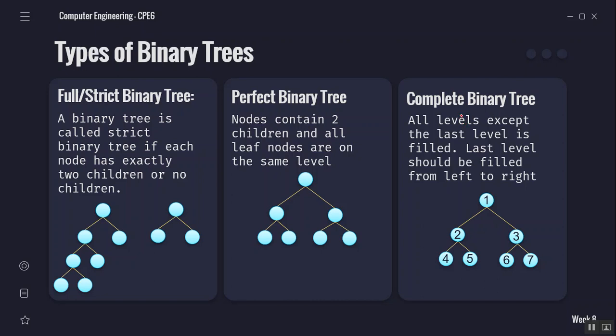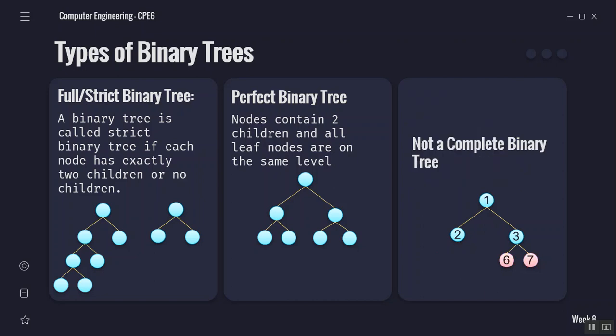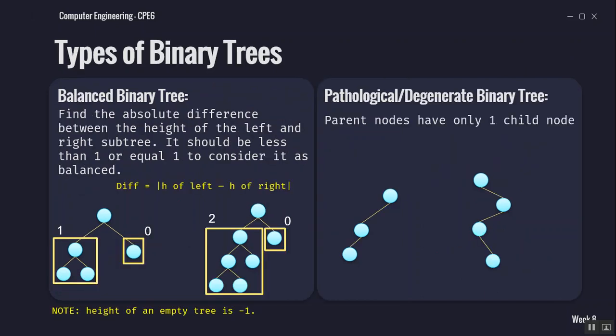So with that, we can conclude that a binary tree can have one or more types. Okay? It could be a perfect binary tree and at the same time a complete binary tree. So there are two more types of binary trees, the balanced binary tree and the pathological or degenerate binary tree.